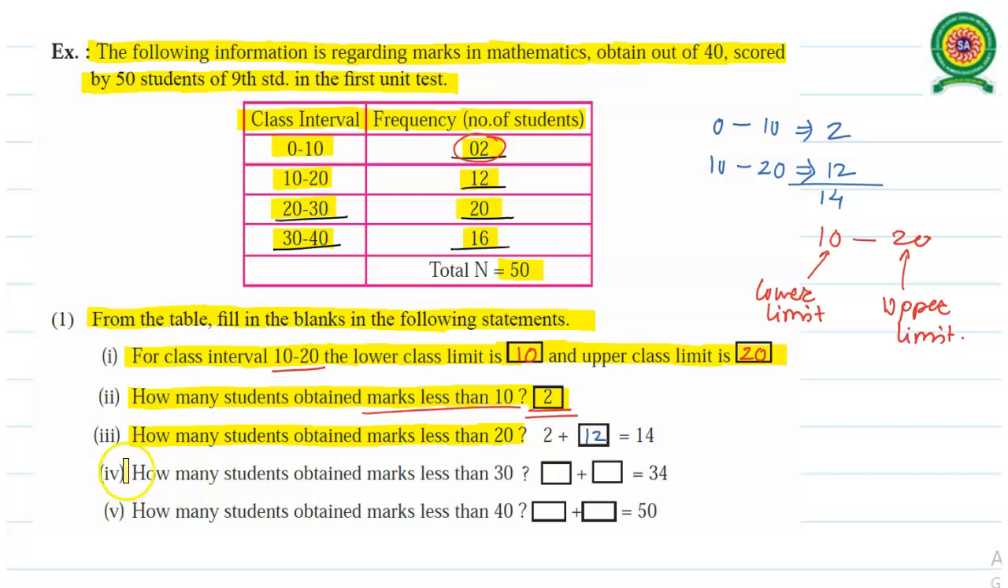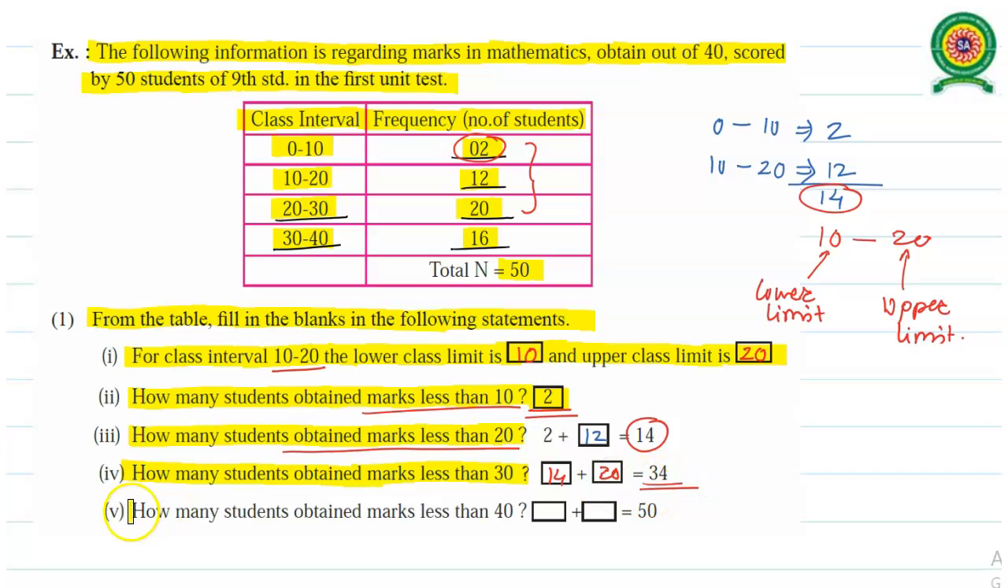Look at the fourth sub question. How many students obtained marks less than 30? For less than 30, we have to add up the three frequencies: 2 plus 12 plus 20. Or we can say 2 plus 12 is 14 already. So the number of students who obtained marks less than 20 is 14, plus the number of students having marks from 20 till 29, which is 20. So we get 14 plus 20 is 34.